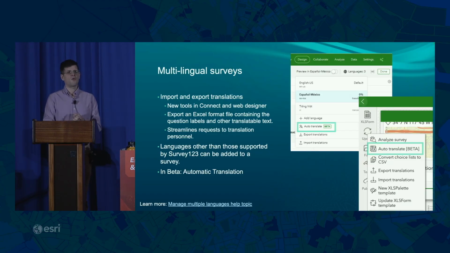And then finally, we've introduced with our latest release a beta feature for automatic translation. So again, you specify the language. We're working with an AI service to create an initial translation. We will say that it works great for some contexts. It doesn't work great in other contexts.